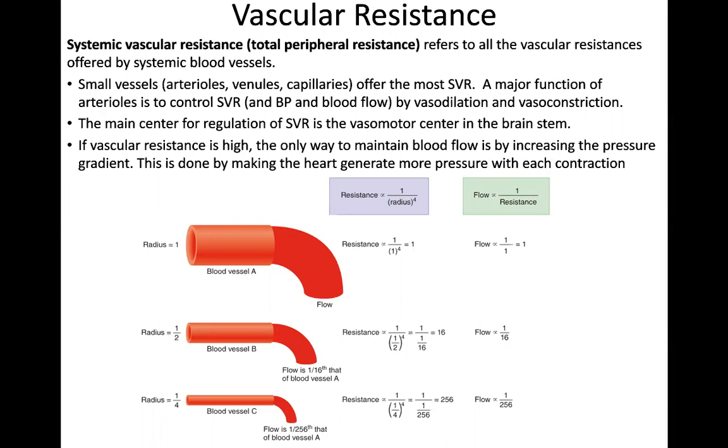Now, if vascular resistance is high, the only way to maintain blood flow is by increasing a pressure gradient, which is done by making our heart generate more pressure with each contraction. In other words, if blood pressure is high, vascular resistance is high, what does that mean your heart has to do? Pump harder. And I talked a little bit about that in that last lecture.